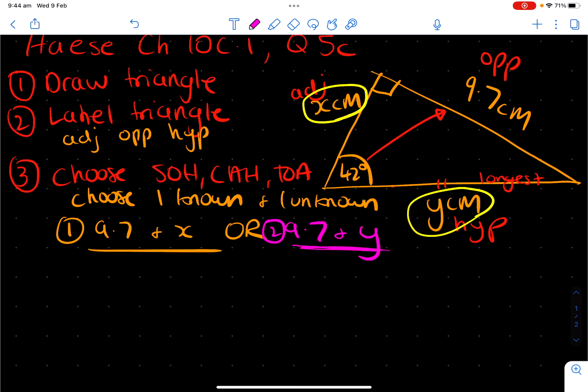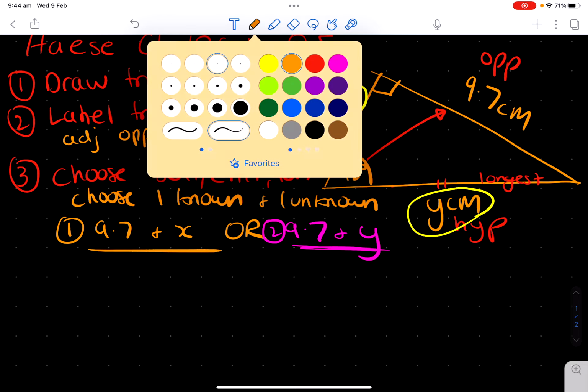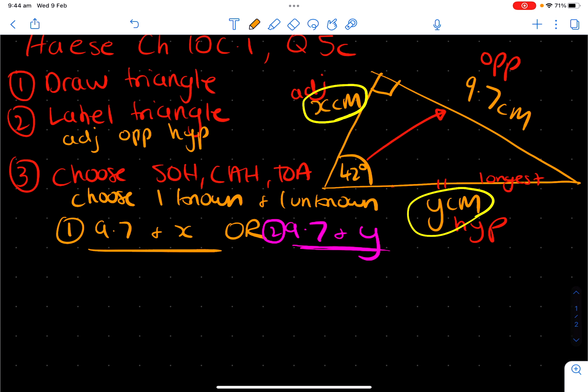So let's focus first on 1. So 9.7 and x is our opposite and adjacent side. So this is going to be this one here. Let's just double check that. 9.7 is our opposite side. X is our adjacent side. So it's going to be tan. Therefore, tan angle, which is 42, equals opposite, which is 9.7, divided by the adjacent side, which is x.